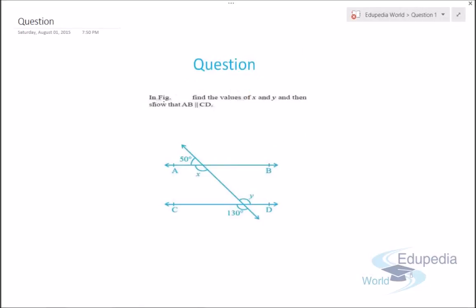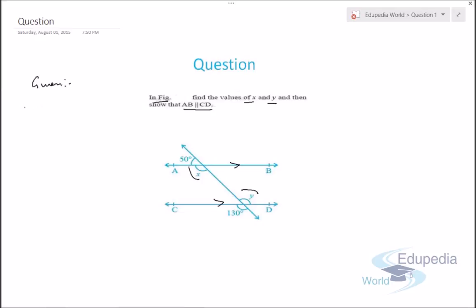It says that in a figure, find the values of x and y and then show that AB is parallel to CD. That means we have to first find the values of x and y, then show that line AB is parallel to CD. So let's see how we can do this. First of all, we'll write given.